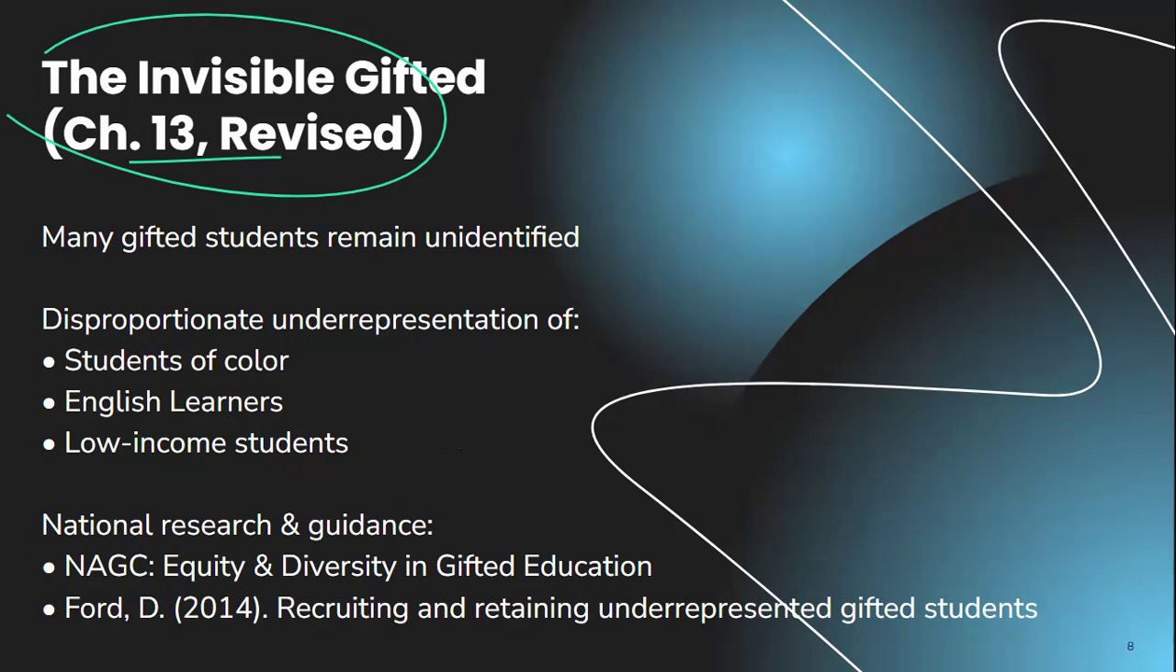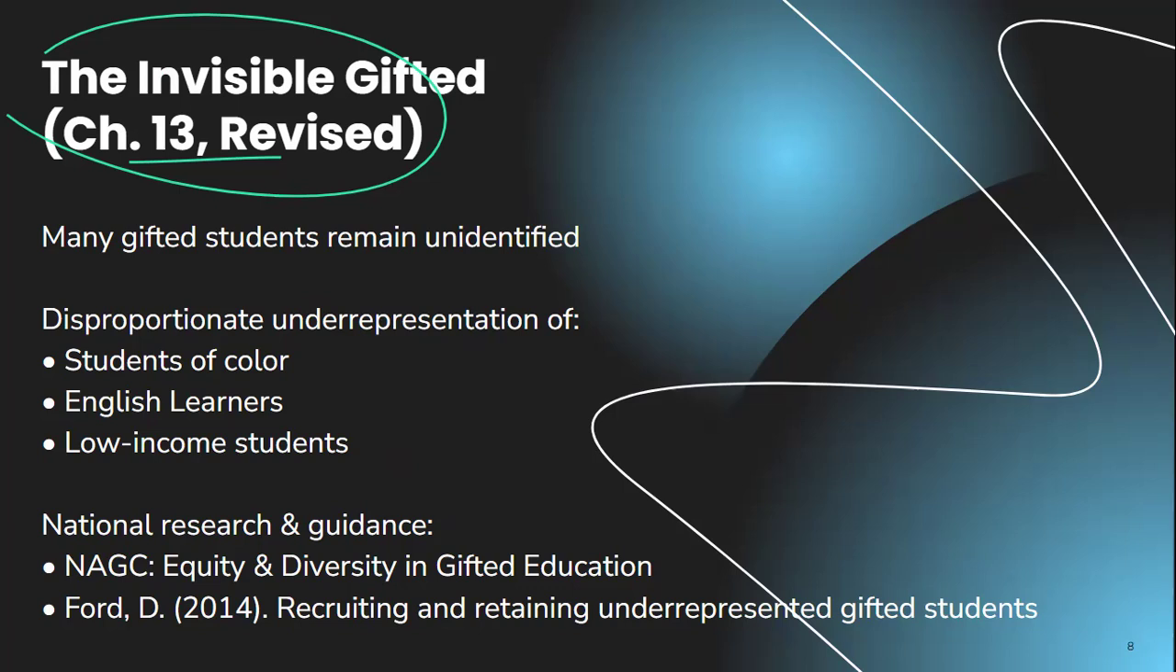So let's talk a little bit more about the invisible gifted. As we mentioned, it's highlighted in the reading for this particular module, and these are students who are simply never identified. As we mentioned, underrepresentation is especially high among students of color, English learners, and those from low-income backgrounds. So national research and professional guidance can provide some strategies to help minimize or mitigate some of these inequities.